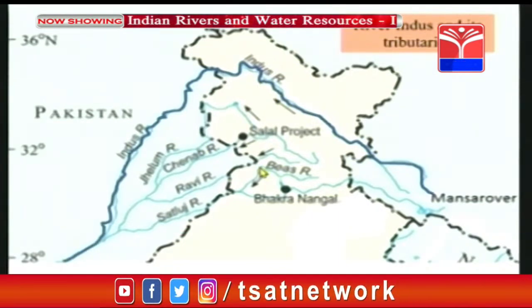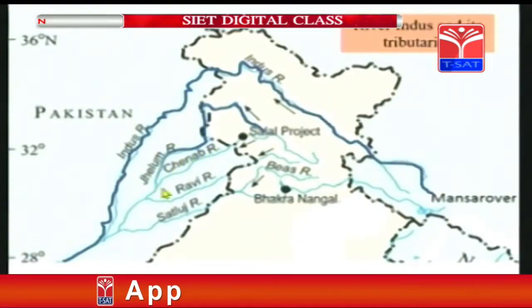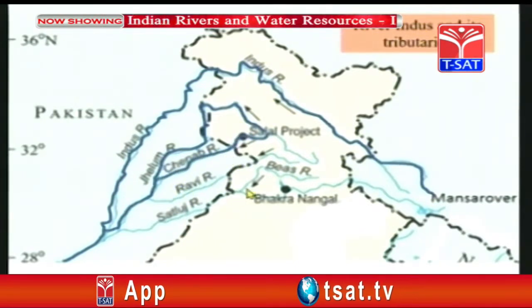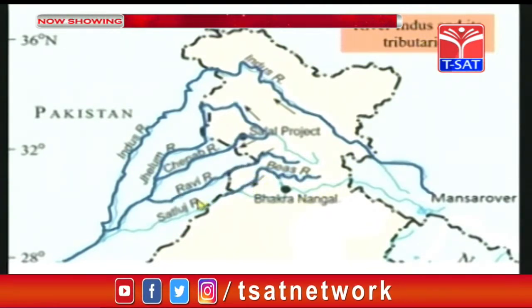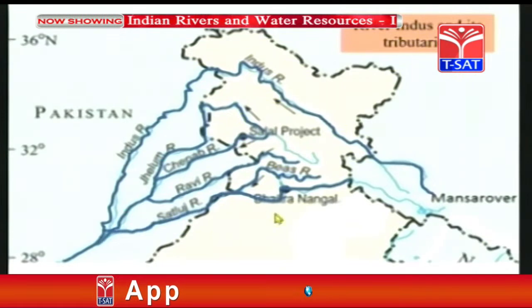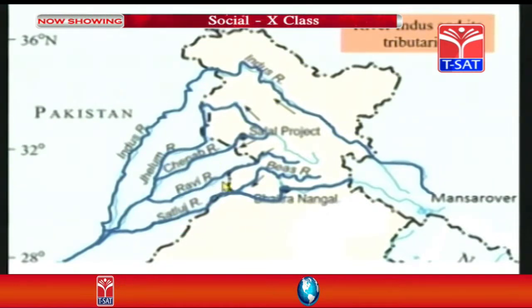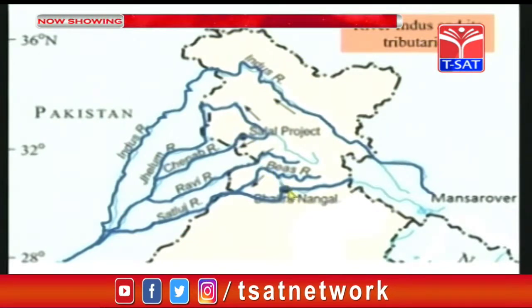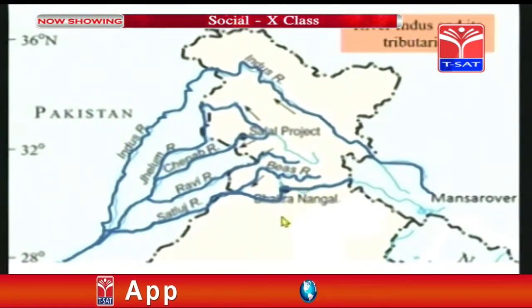Yes. Now let us study the tributaries of River Indus. So what are the tributaries? River Jhelum and River Chenab, River Ravi, River Beas and River Satluj. Children, these are all the tributaries. River Jhelum, River Chenab, River Ravi, River Beas and River Satluj are the tributaries of the Indus river system. Here you can see Bhakra Nangal. This is a dam that is located on River Satluj.